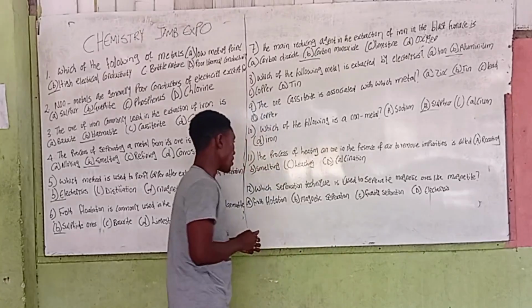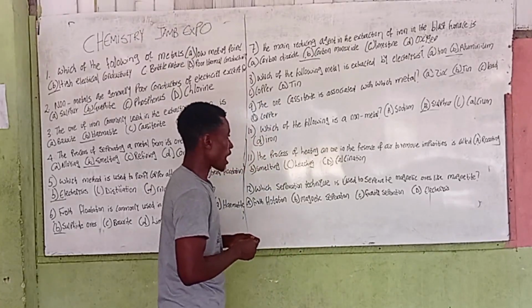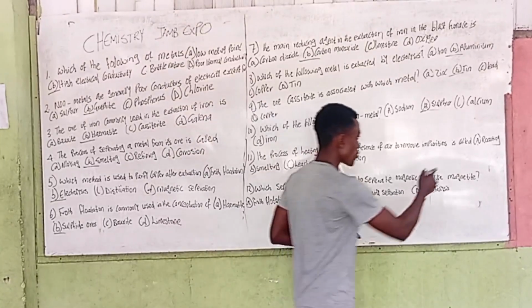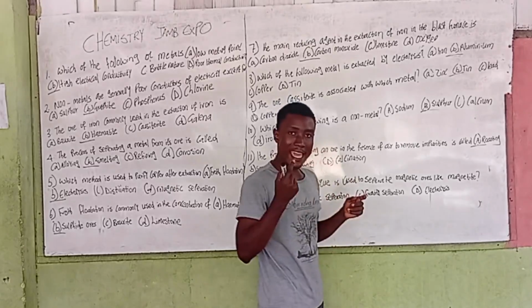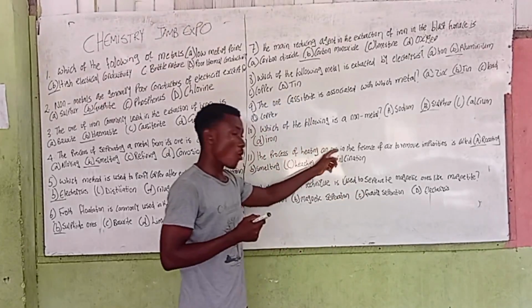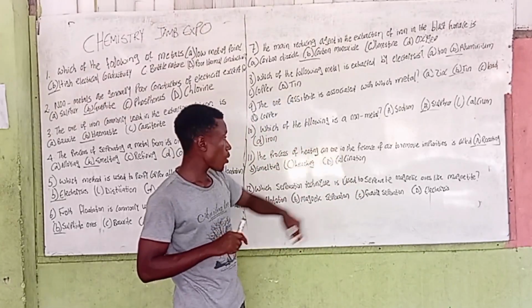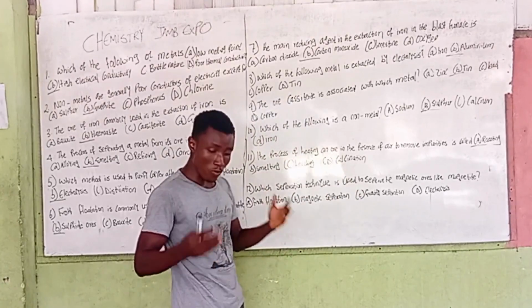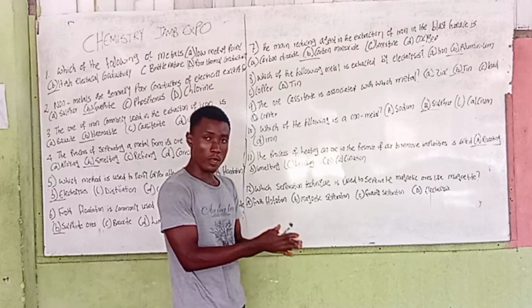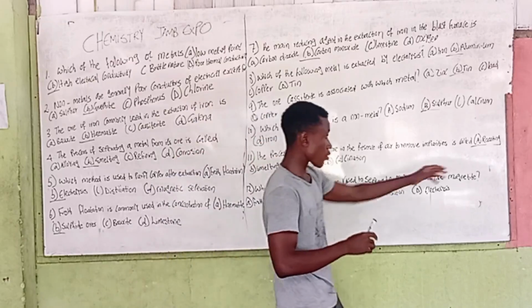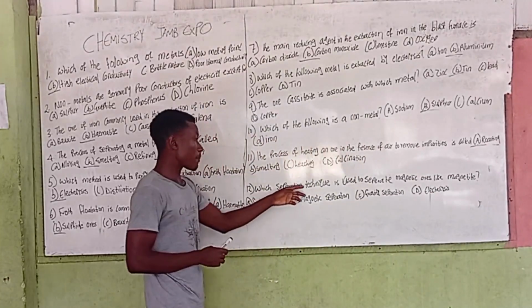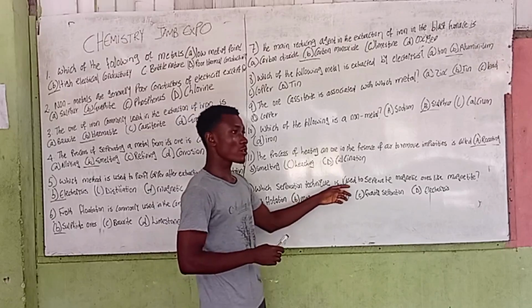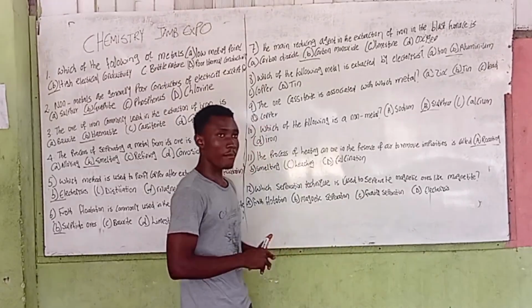Roasting, B. Smelting, C. Leaching, and D. Calcination. The answer is what? Roasting. You heat a metal ore in the presence of air. We all know what it means to heat something in the presence of air. The answer is known as roasting.